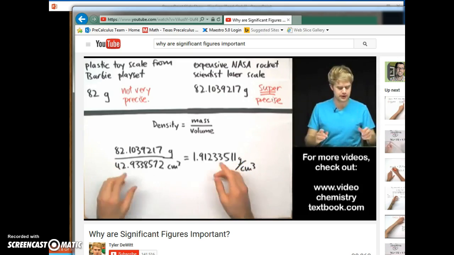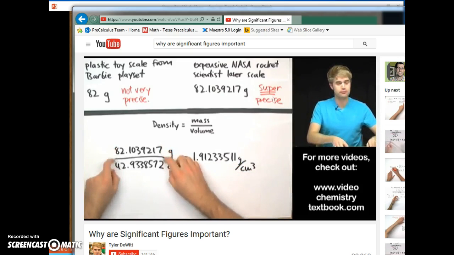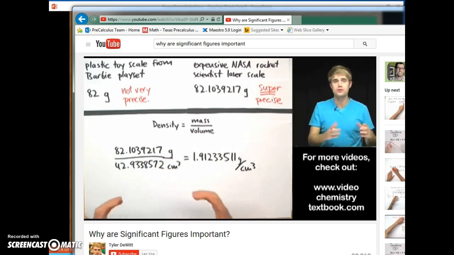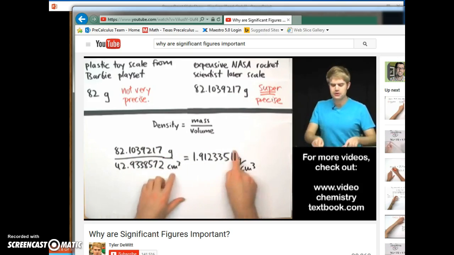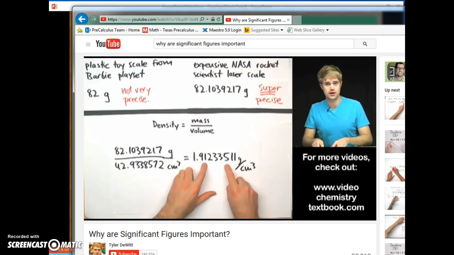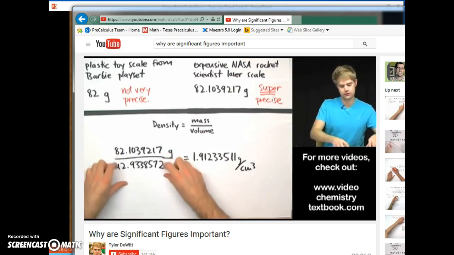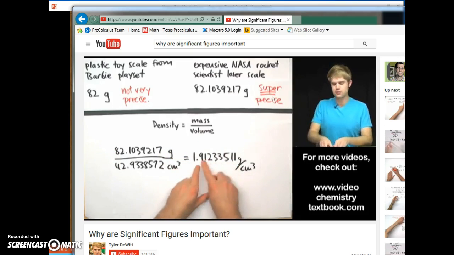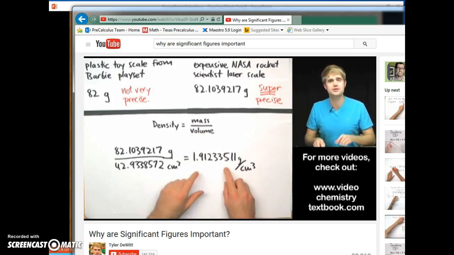Now, on the other hand, if we started with two super precise numbers, if we measured both the mass and volume with super sensitive equipment, it would be totally fine for us to get an answer that itself is very precise. That's only because the starting information here was precise, so the answer too can be precise. This is with the correct number of digits based on significant figures.